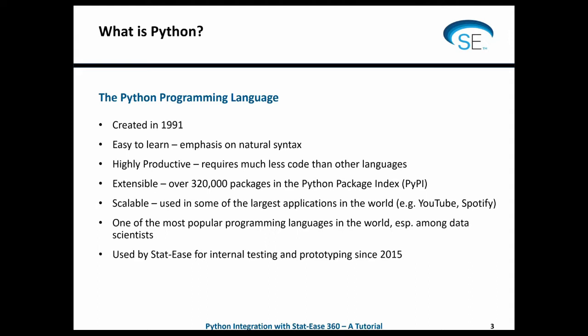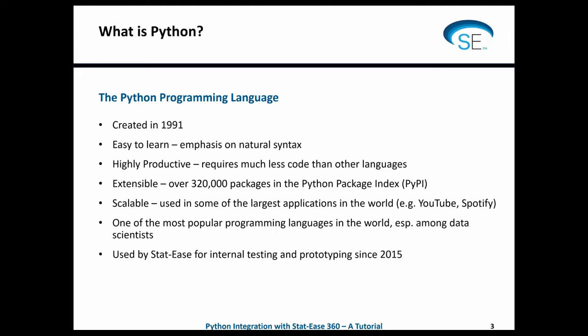And part of the reason it is so powerful and productive is that it's very extensible. There are a lot of packages available in PyPI, which is their package repository. So any given task that you're interested in doing in Python, there's probably a package out there that can help you out with that and reduce the amount of work that you've got to do. It's also very scalable. The Python interpreter itself is written in C, so it plays very well with C code, which is in general quite fast. There are some very large applications that are written in Python, such as YouTube and Spotify, that are dealing with massive amounts of data and large numbers of users, and they're able to be responsive and performant.